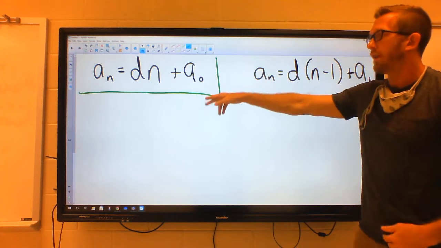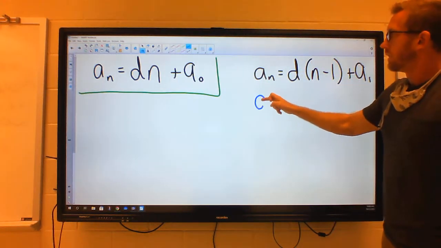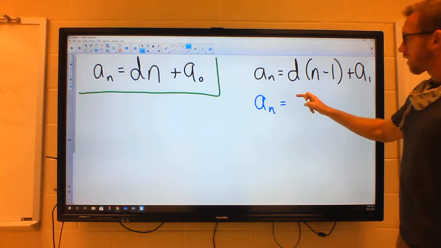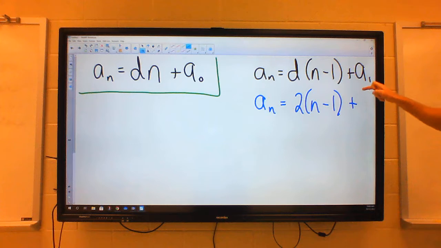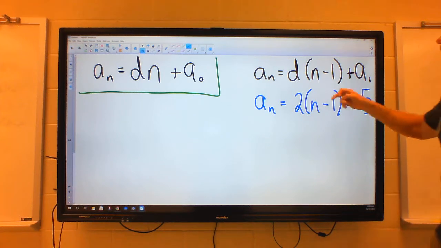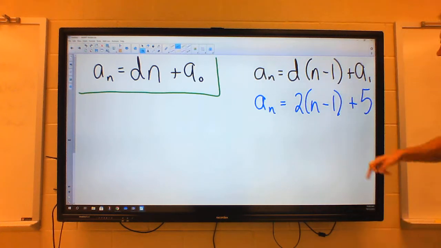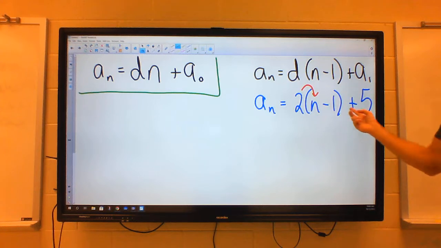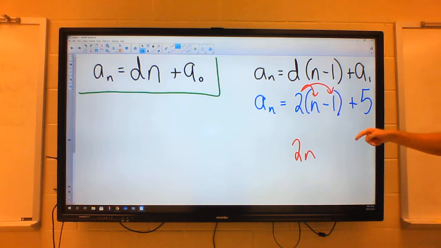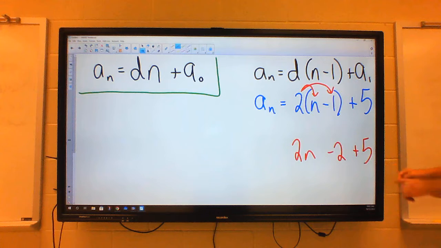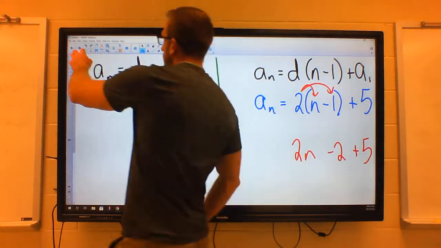But then you have to solve it out anyways. So watch, this is what I mean. a_n equals our common difference times (n minus 1) plus our first term, which is 5. Well, watch what happens when I distribute it, because you have to simplify this. When I distribute this, we get 2n. We distribute that. We're subtracting 2 from 5. 2 is our common difference. We're subtracting our common difference away from this first term anyways.